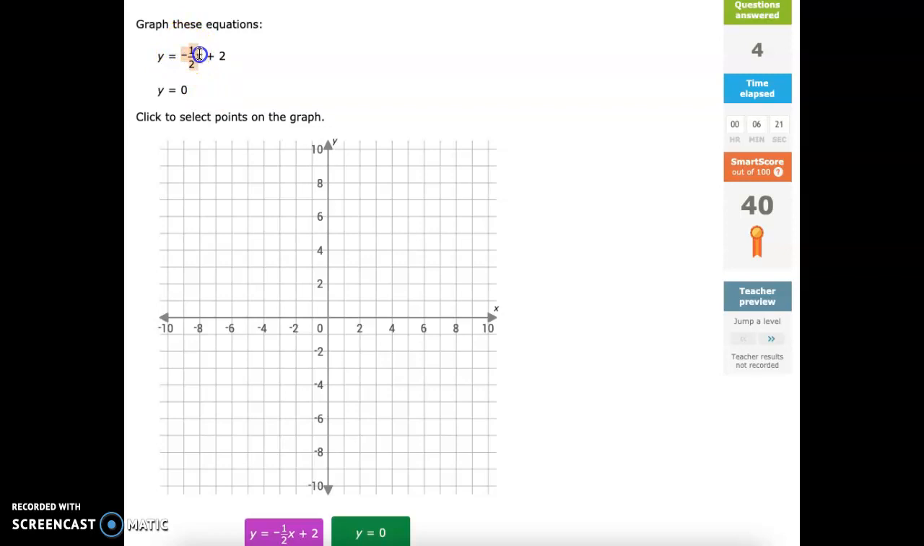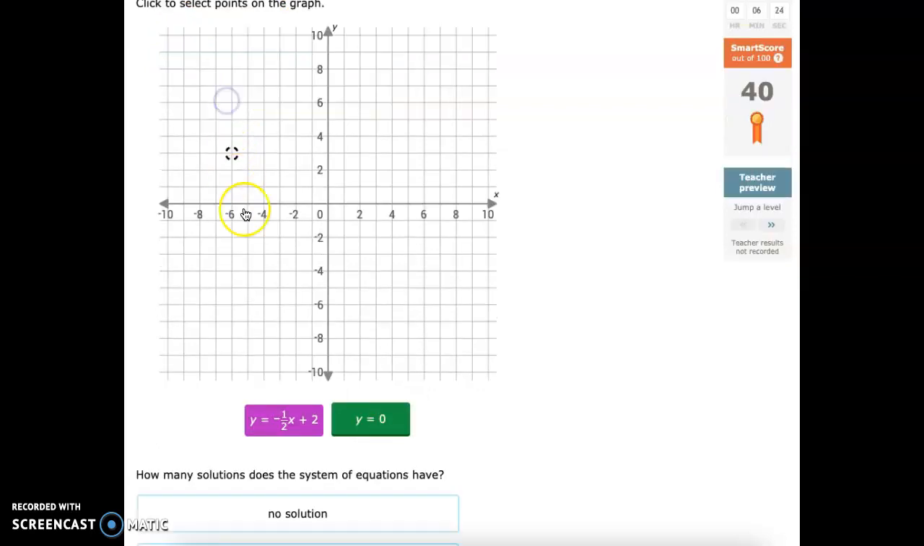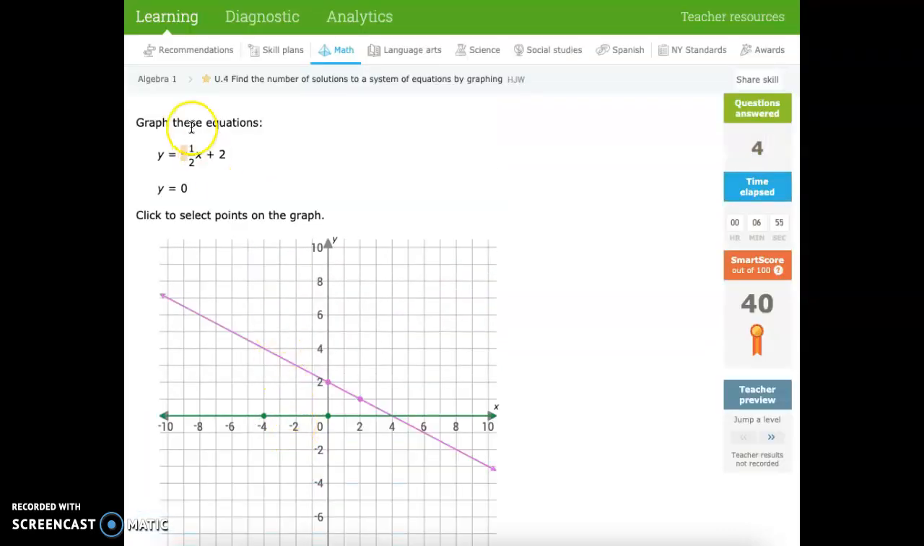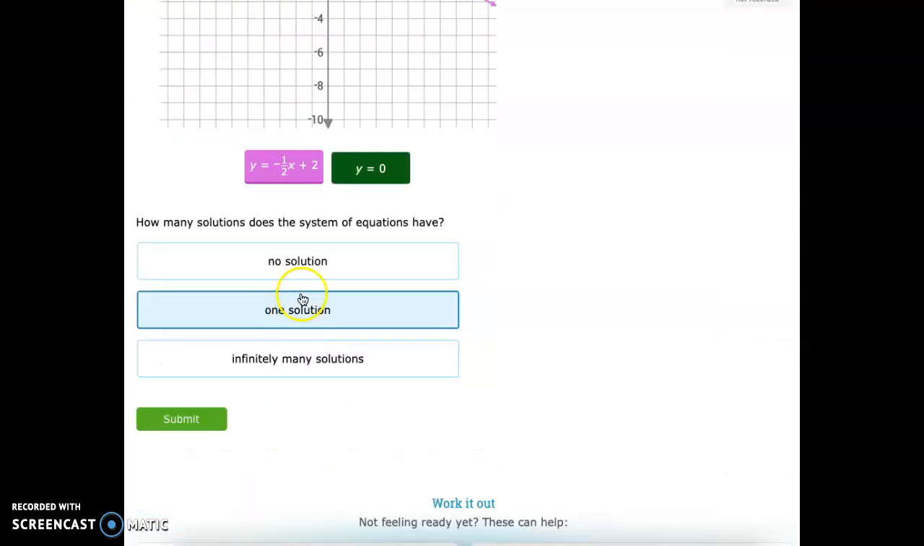Here, slope is -1/2 x. This does not have a slope. Two different slopes, one solution. The y-intercept is +2. Slope is -1/2, so I go down 1 over 2, negative slope. Second one, y equals 0. Here is 0 on the y-axis, and there is no slope, so I have a horizontal line at y equals 0. It crosses at 4, 0, crosses only once, one solution. Again, different slopes, always one solution.